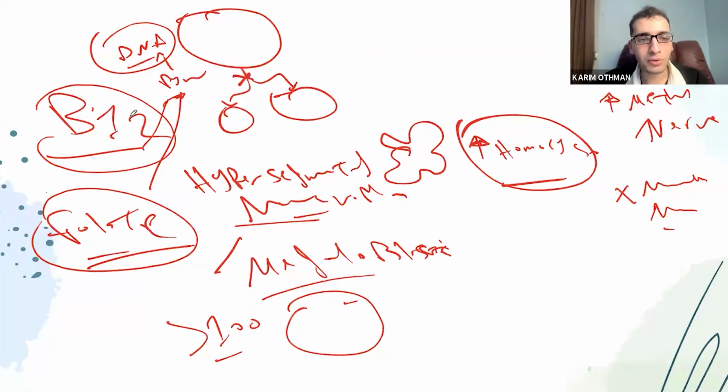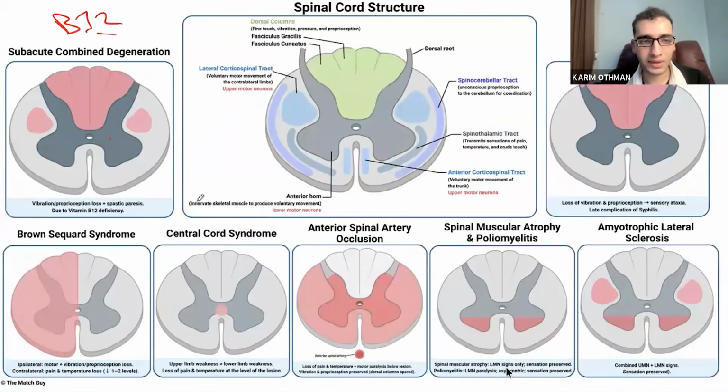But B12, I remember B12 1, 2. So it increased two things. It increased homocysteine and the methylmalonyl-CoA. Okay? Folate only affects one thing. So that's for B12 and B9.